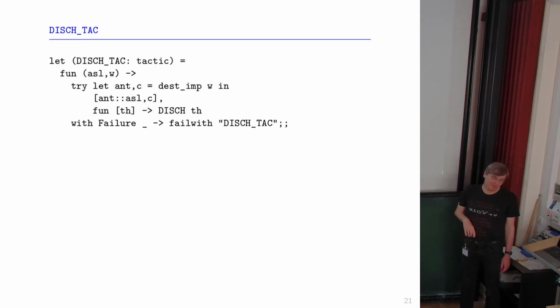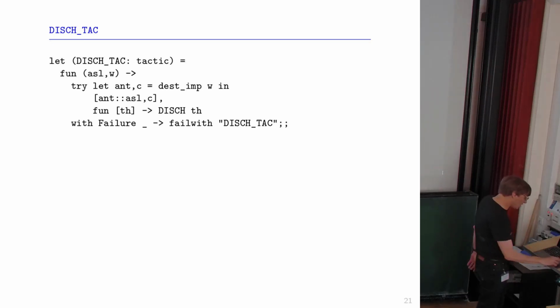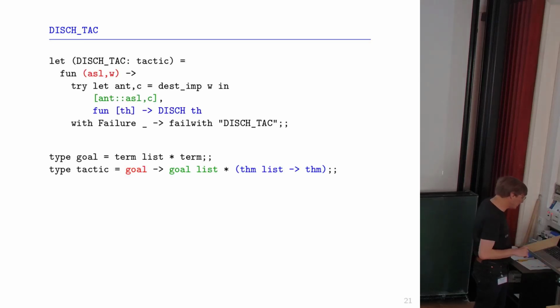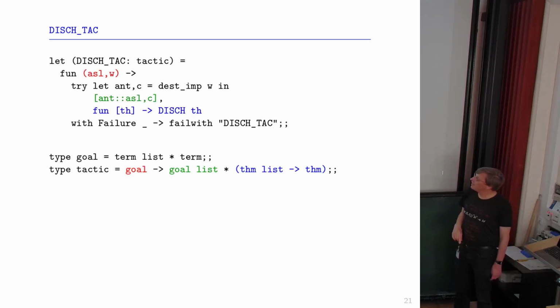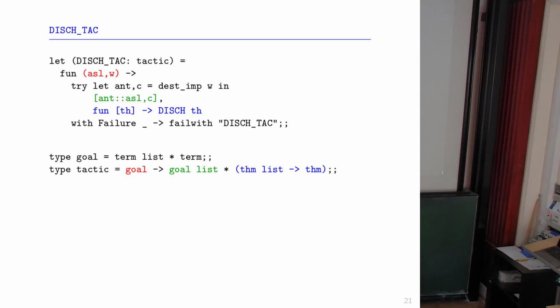This is how you implement intro in the system. So, how does that work? Intro for implication, not for all. Let's repeat the thing from the last slides. These are the definitions. I input a goal, which is an assumption list and a conclusion. It produces a list of subgoals. Well, with intro, what you do is you take the assumption list and put the antecedent on it. The list in the code is in the opposite order of the assumption list that's printed. And then you keep the same conclusion. You only do the conclusion as the subgoal.